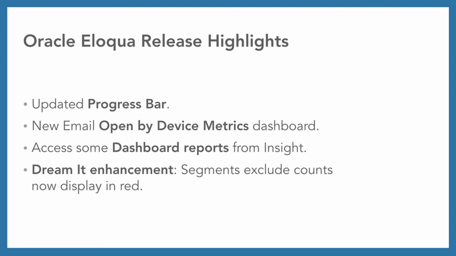Something else that's been added that I personally think is kind of cute, makes sense to me, is that when you're in segments, you have the ability to include and exclude people. The exclude is now highlighted in red. So for the more visual, which probably makes up 90% of marketers, the ability to see that in red may just help you see that a little bit clearer, which is a good thing.